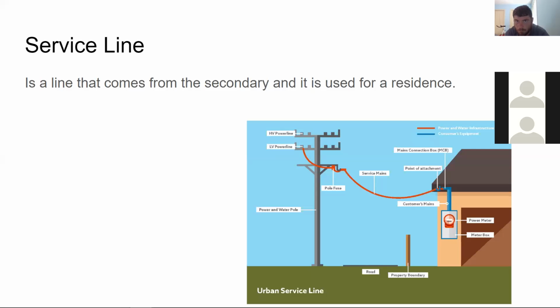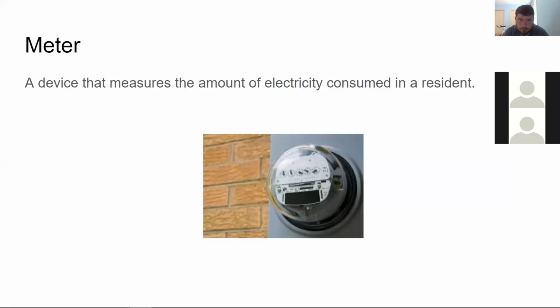Yeah, you're right. Service line is the line that comes from the secondary and is used for a residence or any building that needs it. Right, correct. That's a good picture of it. All right, a meter. It is a device that measures the amount of electricity consumed in a residence. Okay. Good job. I appreciate it.